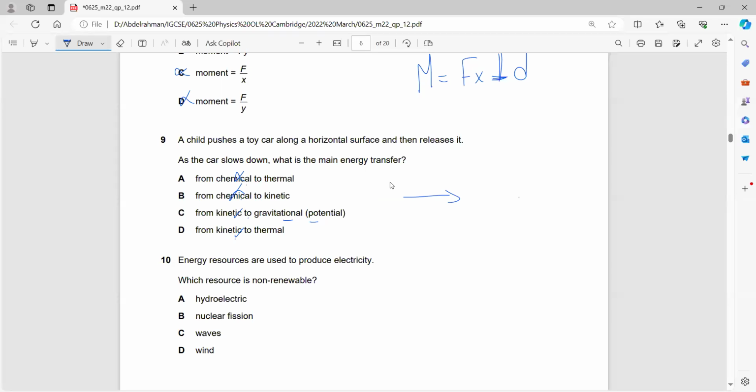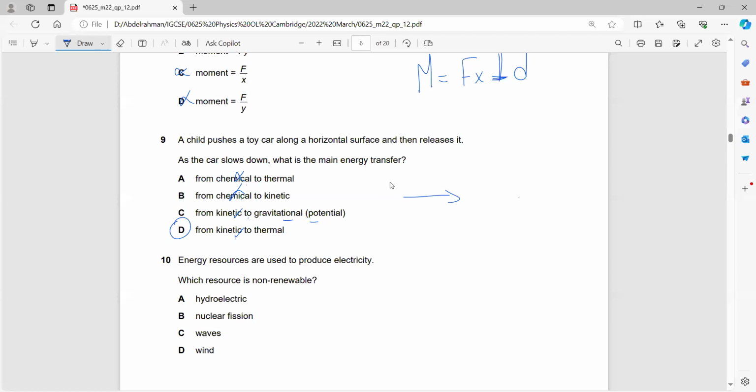Well, this would have been correct if the car was flying. If you had a rocket, for example, if you were throwing the car upwards. Right. But you pushed the car on a horizontal surface. Eventually, the car will stop. Why? Because the kinetic energy is transferred into thermal energy, into heat energy, due to the friction between the tires and the ground.